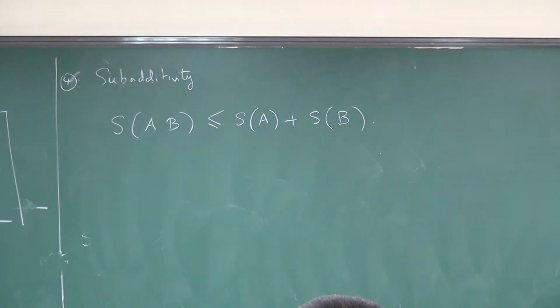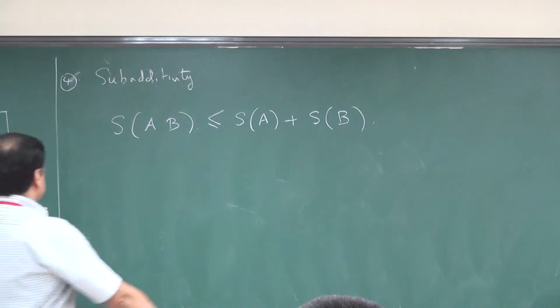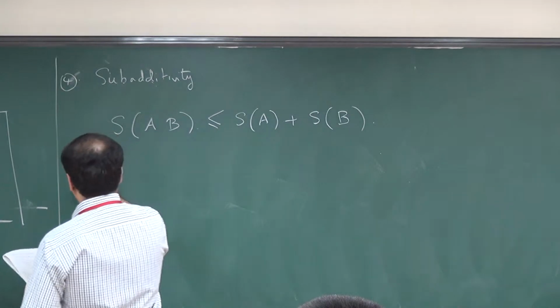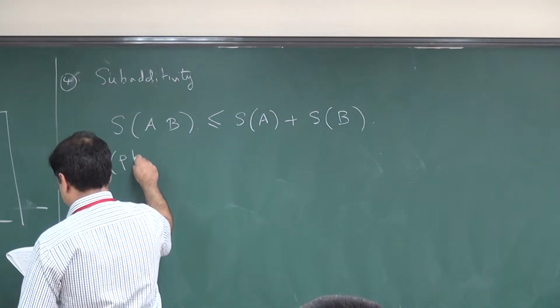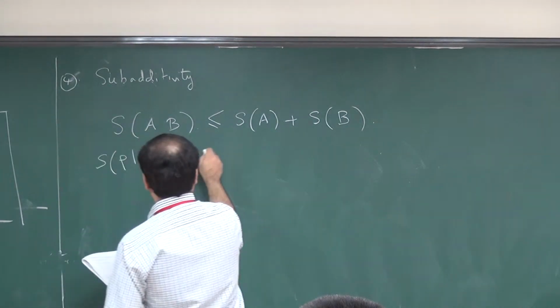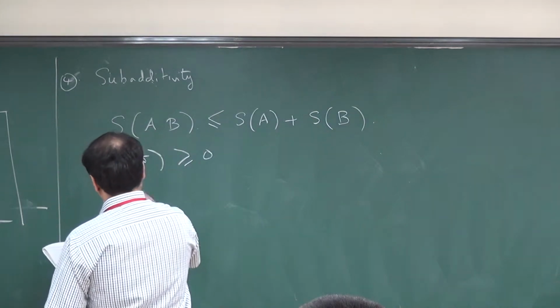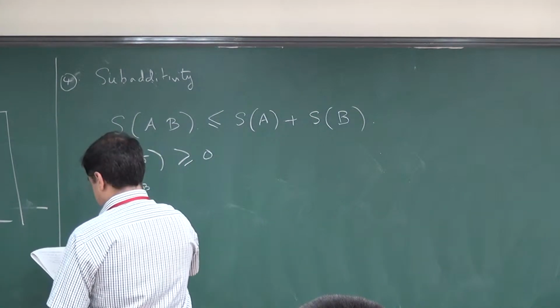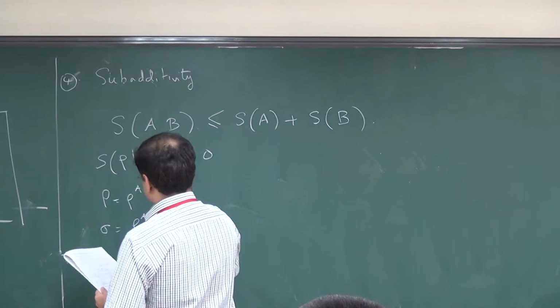The proof is again quite simple. All that you do is you substitute in this relative entropy inequality, rho equal to rho_AB, and sigma to be the direct product of rho_A times rho_B.